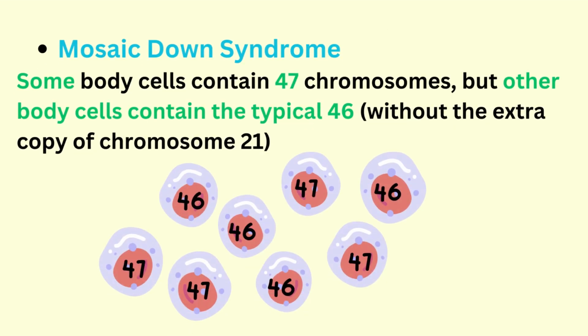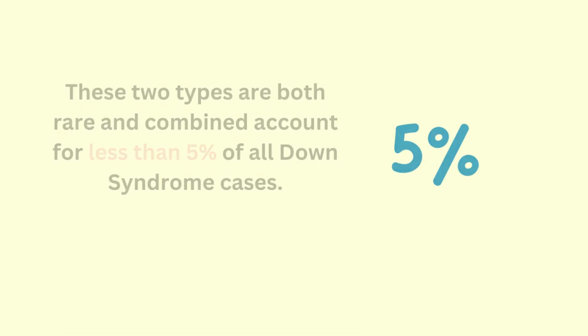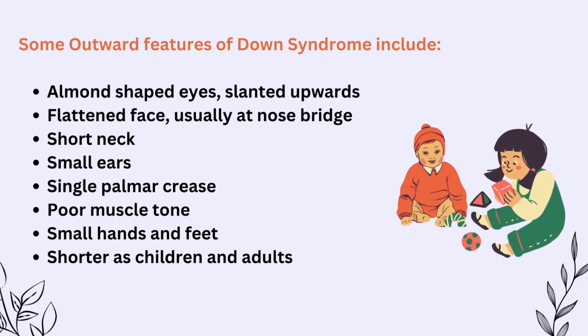Mosaic Down syndrome occurs when some body cells contain 47 chromosomes, but other body cells contain the typical 46 without the extra copy of chromosome 21. Both translocation Down syndrome and mosaic Down syndrome combined account for less than 5% of all Down syndrome cases. Some distinct outward features you may have noticed include almond-shaped eyes slanted upwards, a flattened nose bridge, small ears, hands and feet, a short neck, poor muscle tone and a single palmar crease.